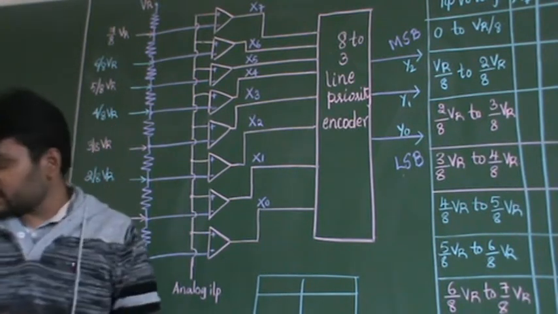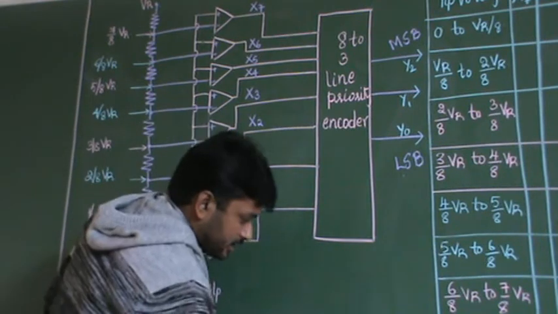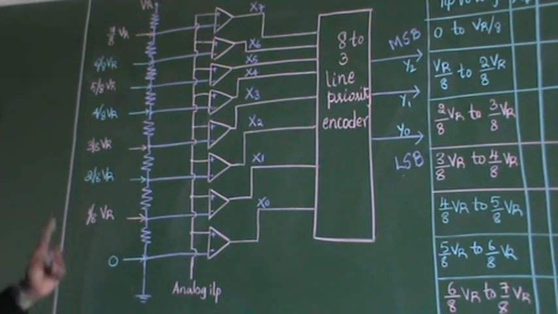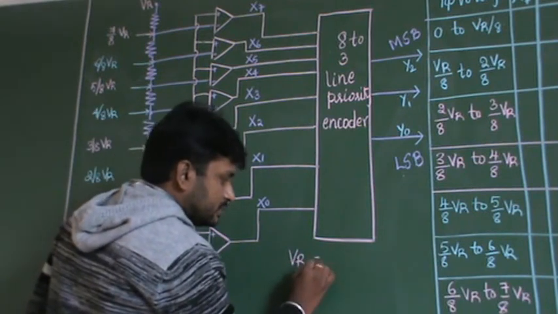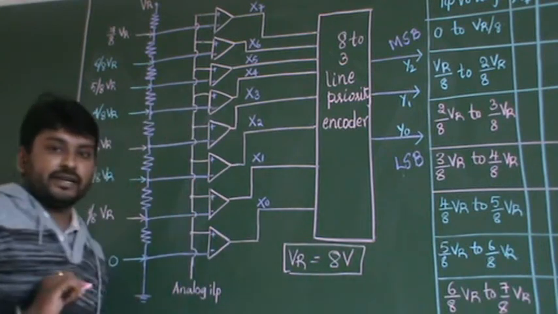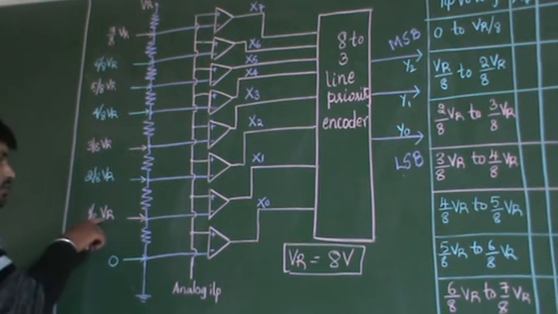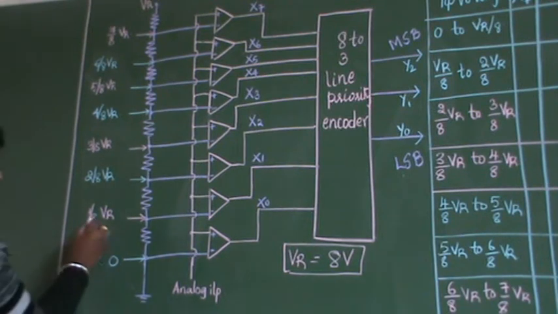Now we shall understand how actually this particular flash comparator will work. Listen carefully. It is very important to understand the concept. So now let me assume that my reference voltage is equal to 8 volts. So VR by 8, under 8 by 8, you know, is 1 volt.